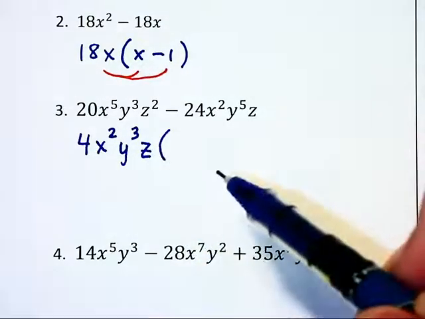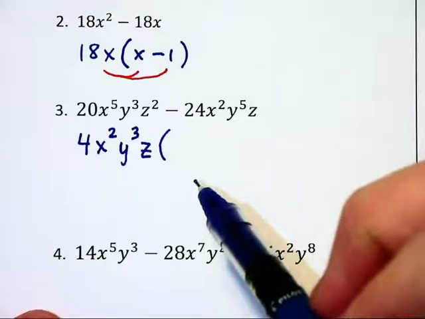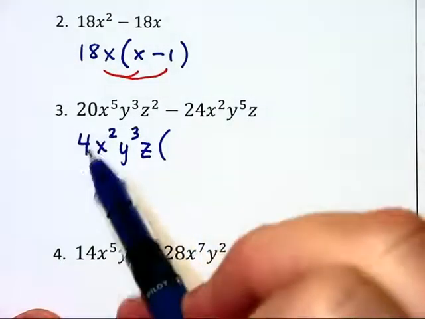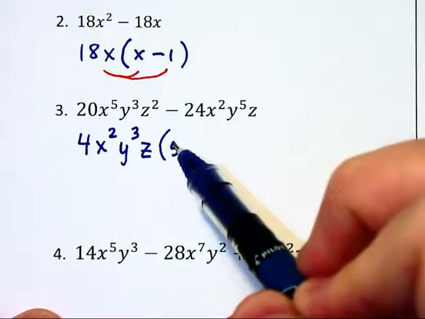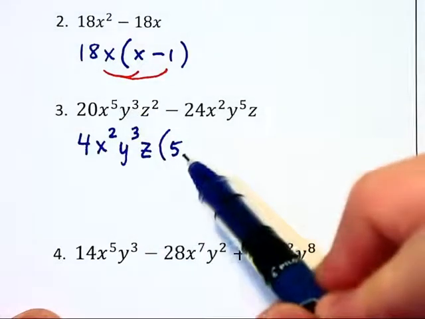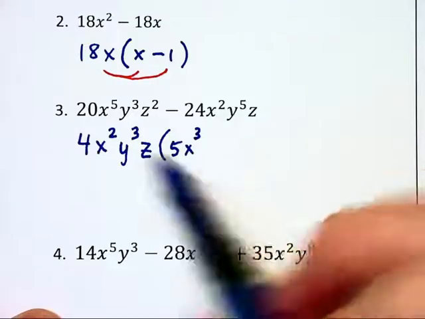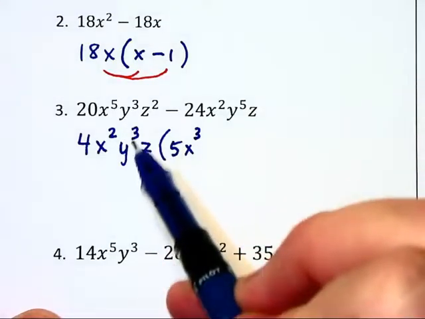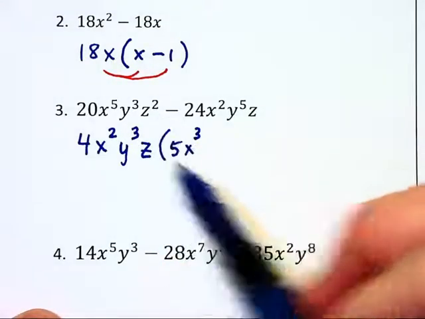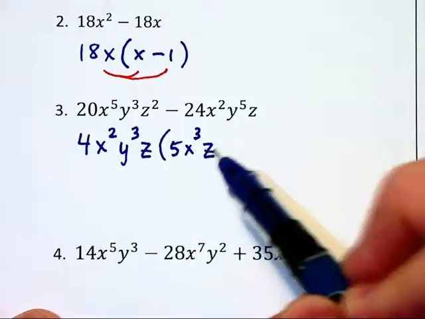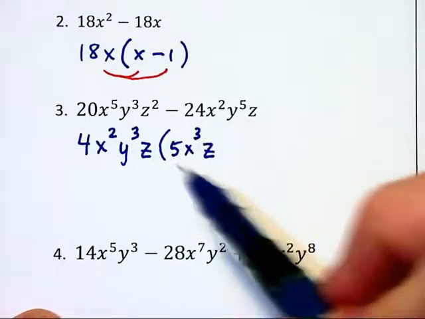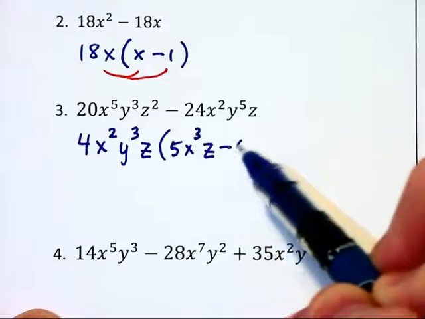And then we will actually do the factoring, do the division. 20 divided by 4 is 5. X to the fifth divided by x to the second is x to the third. Notice we are subtracting exponents. For the y to the thirds, it all divides out, and then z squared divided by z is z left over inside. Negative 24 divided by 4 makes a minus 6.